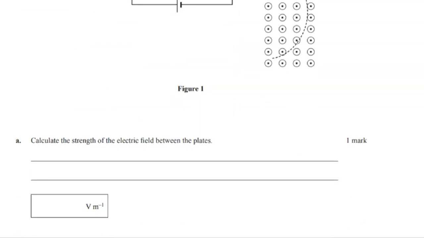Okay, calculate the strength of the electric field between the plates. So rather than looking at that magnetic field information, we're going to be thinking back to our electric field information. The strength of the electric field was given by E. Remember, that doesn't represent energy in this context. And E is equal to V over D.